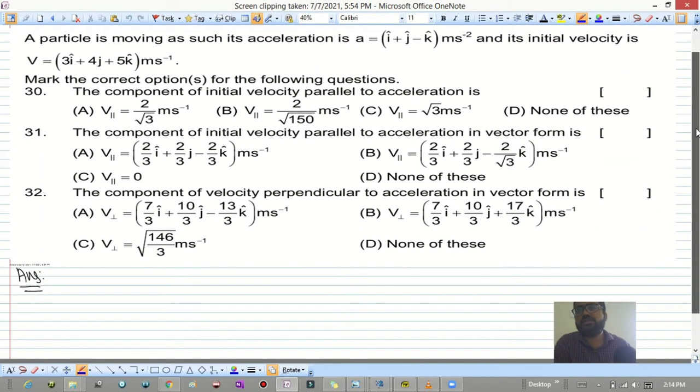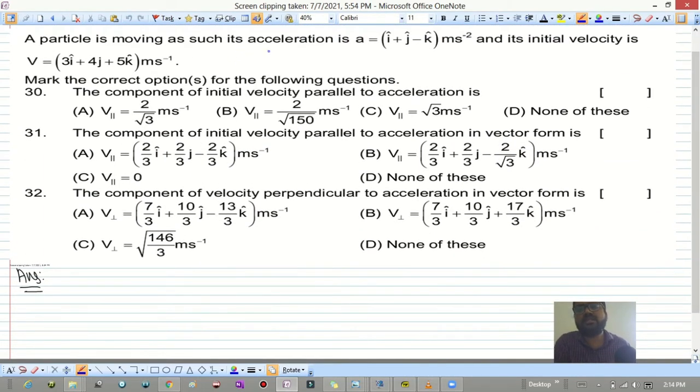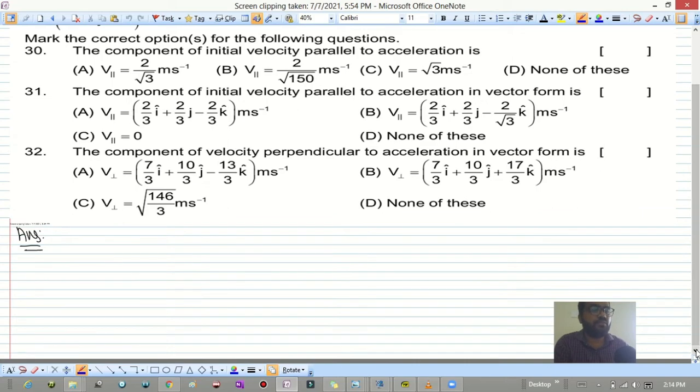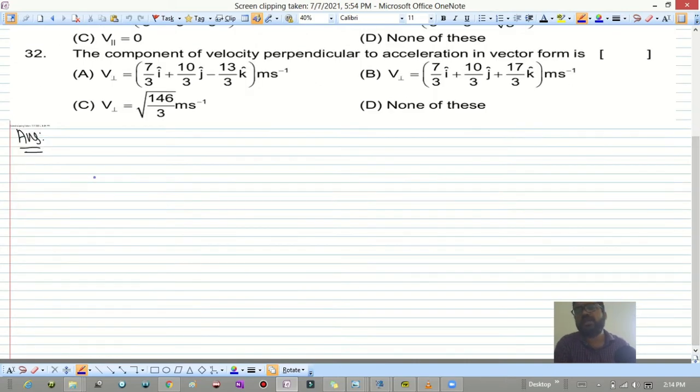Now in this question, a particle is moving as such, its acceleration is given and its initial velocity is given. Mark the correct option for the following question. The component of initial velocity parallel to acceleration is given. Okay, now how to find the component of velocity parallel to acceleration?